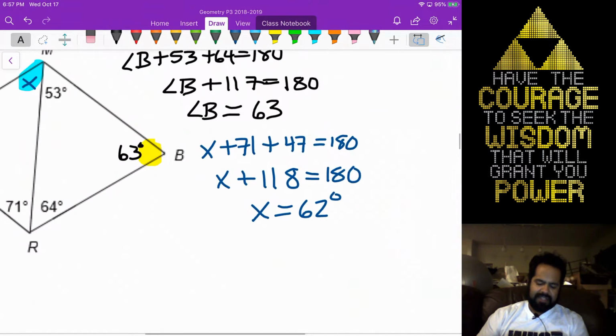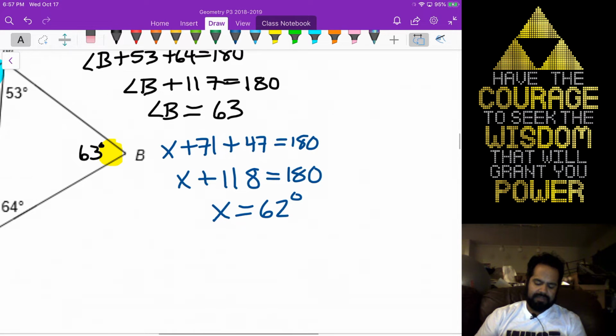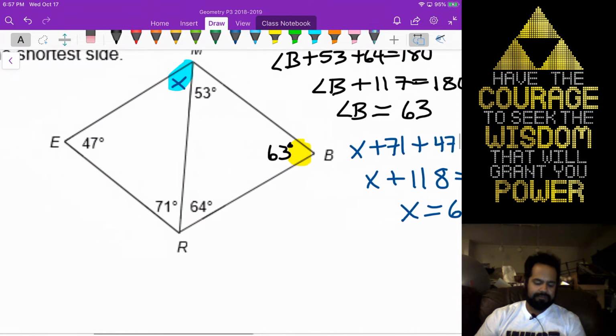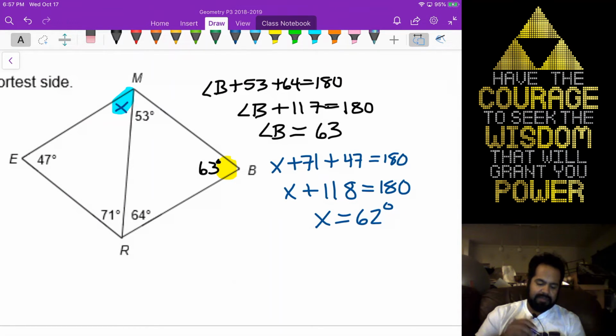And then I'm just double checking that. 71 plus 47, that should be 118. 6, 7, 8. Okay. Yeah, no, that should be right. X equals 62. Okay, I must be really losing my marbles.